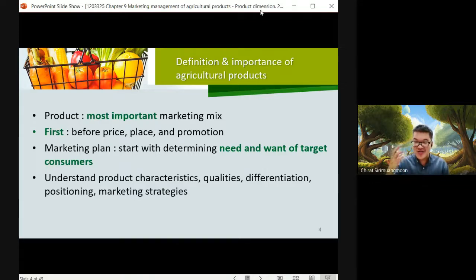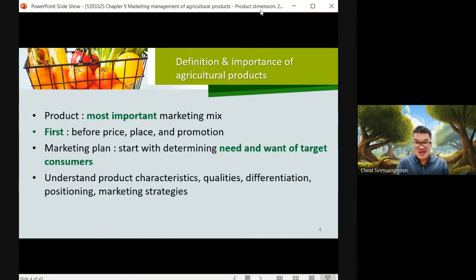But if you have a very good product at first, of course, you can set and give some position that you really need to have. So product is the most important. Then we need to think about the products before the other things.